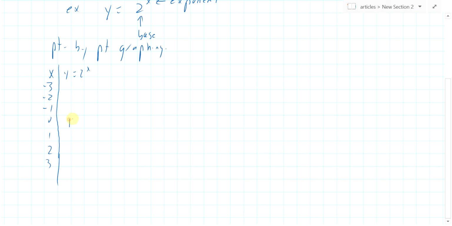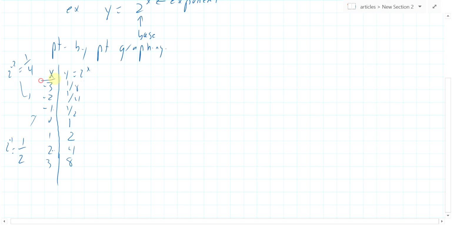So 2 raised to the first power is just the number itself, so 2 to the first is 2. 2 squared, this is 2 raised to the second power, that's 4. 2 cubed, that's 8. Now 2 to the minus 1, remember that 2 to the minus 1 is 1 over 2, so that's 1/2. 2 to the minus 2, for example: the negative exponent means put it down in the denominator, so it's 1 over 2 squared, which is 1/4. And then we have a 1/8 in the bottom there.